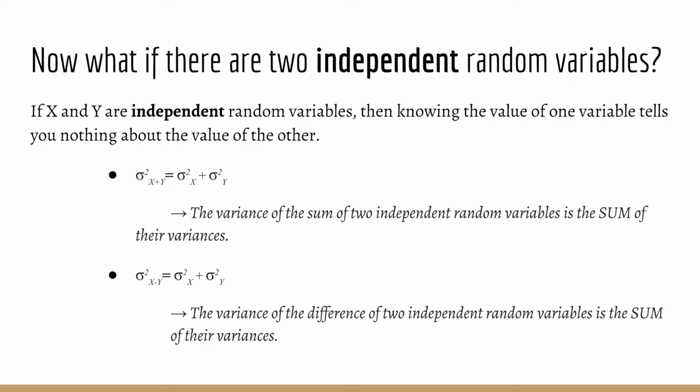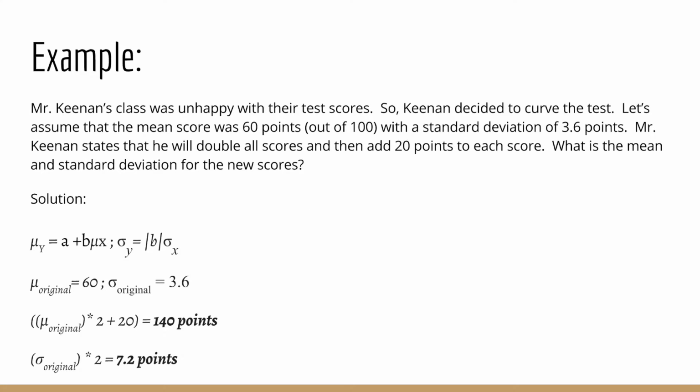Make sure that you add the variance. So if you're adding x and y, then find the variance of x, and then add that to the variance of y to get the variance of the new variable. Just make sure you don't do standard deviation. And for subtraction, make sure you don't subtract the variances. Add the variances too.